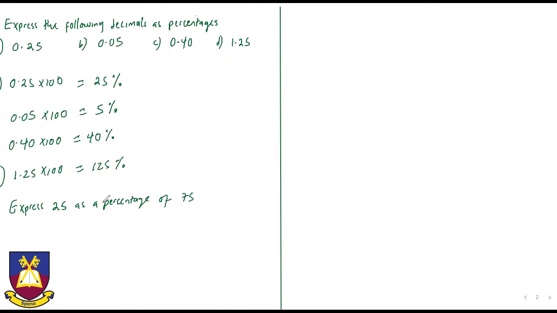Express 25 as a percentage of 75. Now to express a number as a percentage of another, all we do is we get the number divided by this total, and then multiply with 100%. And this becomes, by 25 once, 25 3. That's 1/3 times 100%, which becomes 100/3. 3 goes into 100 33 times, leaving a remainder of 1. So it gives us 33.33%. So 25 is the same as 33.33% of 75.